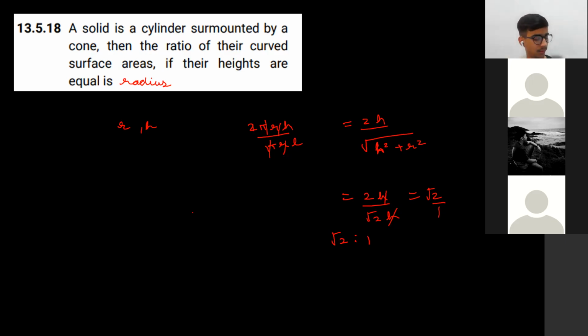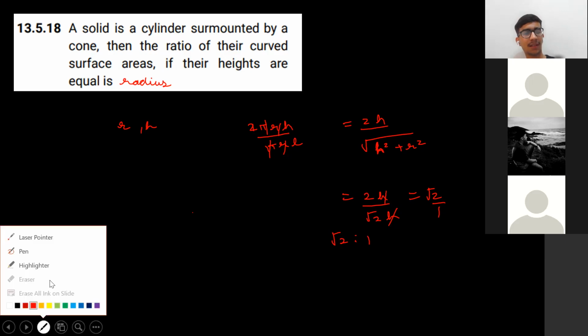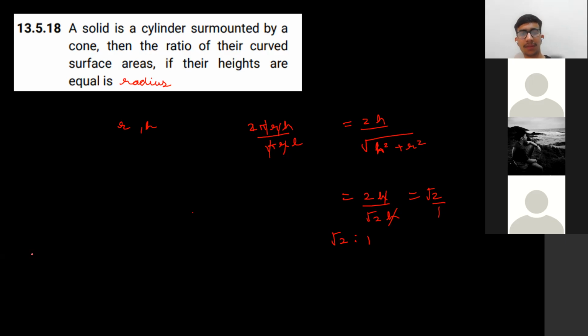Sir, is it wrong because you have written root 2 is to 1? Okay, forget all this. I've changed the question. At the end, I wrote that the height is equal to the radius. So yeah, you can wrap it up. This is the final answer. Okay.